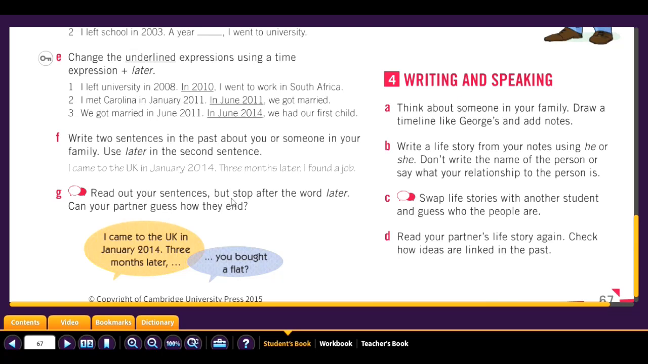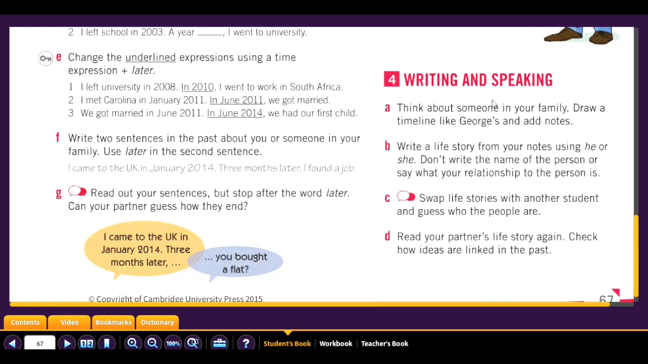Read out your sentences, but stop after the word later, and can your partners guess how they end? Van a tener que decir las oraciones que hayan hecho, pero se van a detener en la parte later. Y sus compañeros van a tener que adivinar cómo es que termina. I came to the UK in January 2014. 3 months later, you bought a flat. ¿Compraste un apartamento? You bought a flat. Lo que sus compañeros van a pensar de cómo terminó.